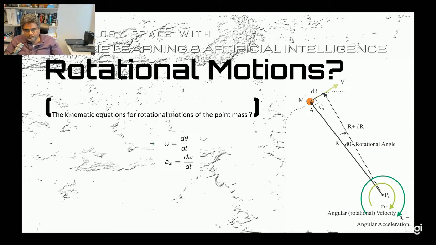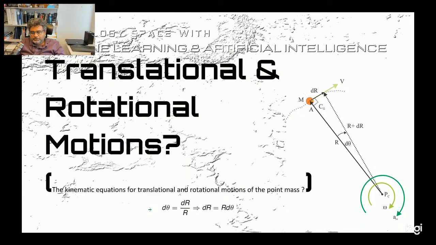So the kinematic equation for rotational motion of the point mass is presented in this slide. The angular or rotational velocity of this point mass, which is denoted by omega, can be written as d theta divided by dt. And then the angular acceleration of this point mass can be written as a omega equal to d omega divided by dt, or the time derivative of the angular velocity. So let's try to combine this translational and rotational motion of the point mass into a single kinematic equation.